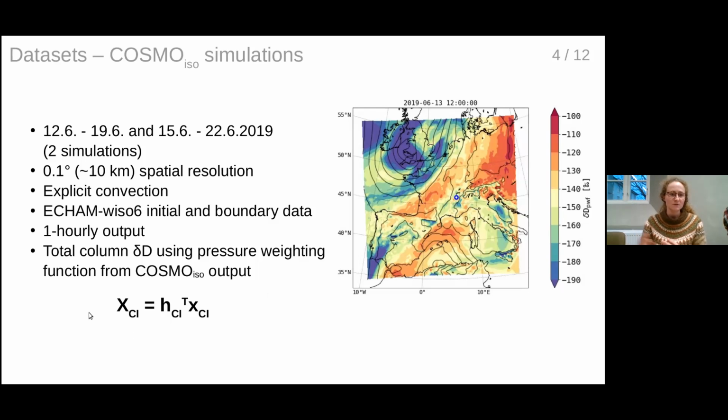In order to compare the outputs of the model simulations with the satellite retrievals, we also need a total column value. What we did here is calculate a pressure weighting function from our Cosmo ISO outputs, and also take the vertical moisture profiles from Cosmo ISO. This also gives a total column value of H2O and HDO, which is then used to calculate delta D. This is what we see here to the right, the total column delta D in Cosmo ISO. This is also the variable I'm going to use in the following slides for looking at the spatial representativeness of this blue dot here, which is the measurement site of the LWAVE campaign.